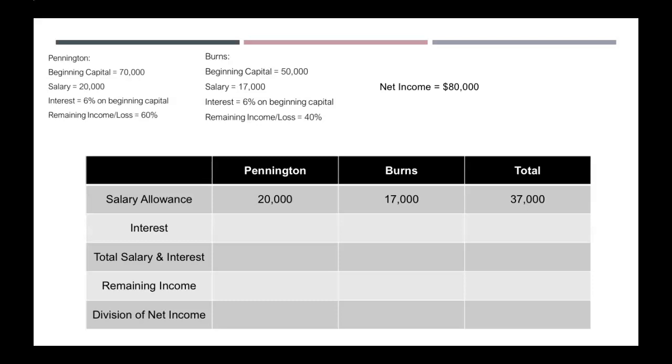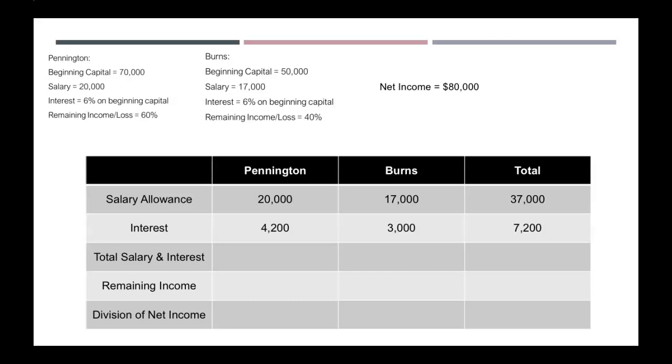Now interest. Well, it tells us that interest is 6% on beginning capital. So for Pennington, that's 6% of $70,000. And for Burns, that's 6% of $50,000. So we find their interest to be $4,200 for Pennington, $3,000 for Burns, a total of $7,200.